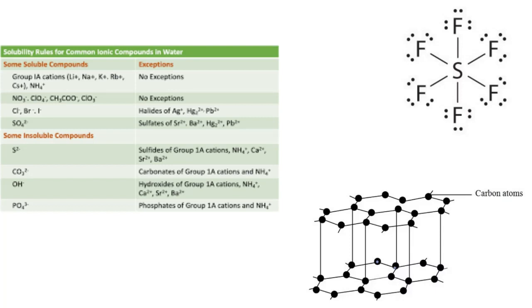And for phosphates, the only time they are actually soluble is when they're bonded with one of the cations from group 1. And that's about it for the sulfur category.